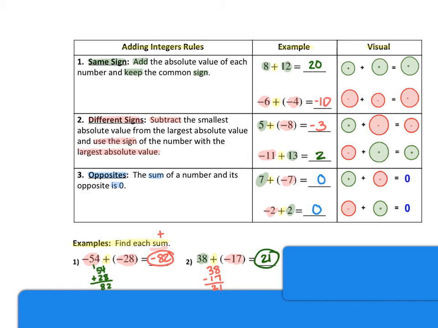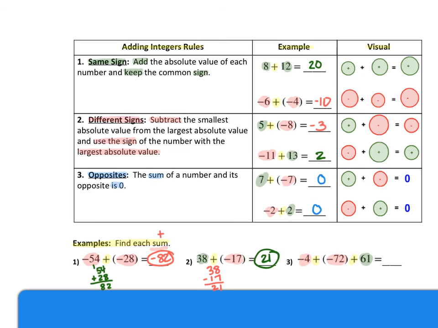And our last example for this, we're adding 3 numbers, but we have to know that we can only add 2 numbers at a time. So we start off by adding the first 2 numbers, which are both the same sign. Same sign, we add them. So we take 4 plus 72. It doesn't matter the order that you add numbers. So we get 76, and we know it's going to be negative. So now we have -76 plus 61.